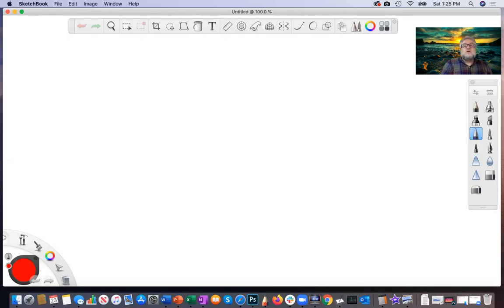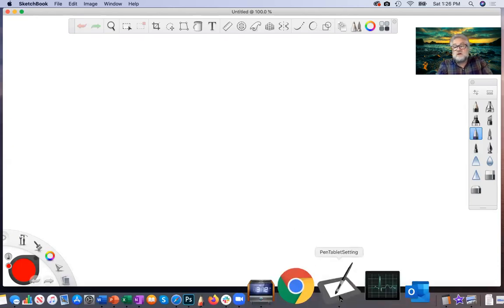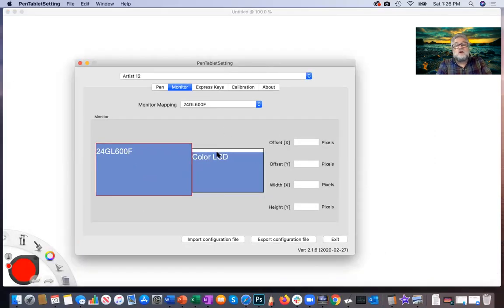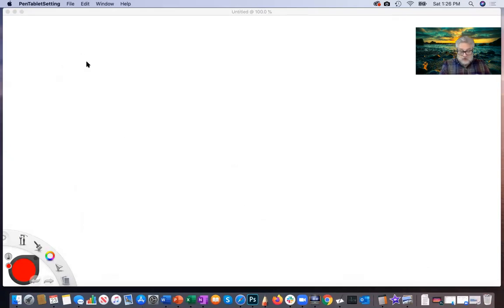Whoops. Let me turn on my, where's my pen? Oh, I got to fix that. Hold on. This thing tells my drawing tablet which monitor to use, and I want to use that monitor. Okay. Now we're cooking with gas.